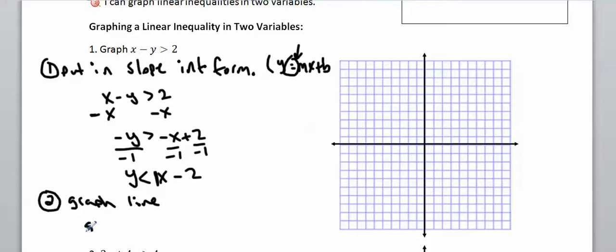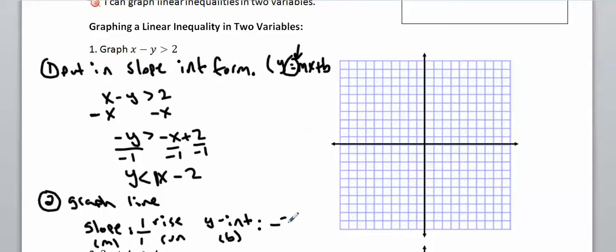Okay, and so I want to get my slope and my y-intercept. Remember, slope is m, y-intercept is b. Remember, the slope up here with the x is 1, and I'll just turn that into a fraction to help me out. Remember, 1 over 1, rise over run. And my y-intercept, b, is negative 2. Remember, compare it to slope-intercept form. I've got y-intercept negative 2.